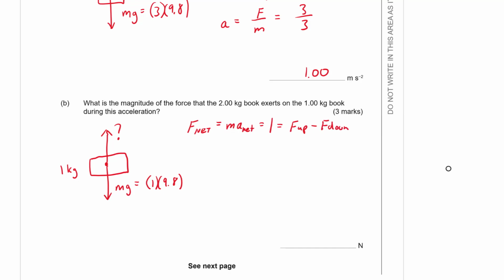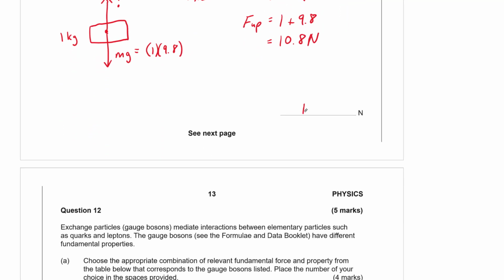Cool. So then we end up with the upward force just being equal to the 1 plus the downwards force, which is 9.8. So the upward force counteracts gravity and gives it some acceleration, which makes sense. We'd expect it to be 10.8 newtons. So down here, we put 10.8 newtons. Cool.